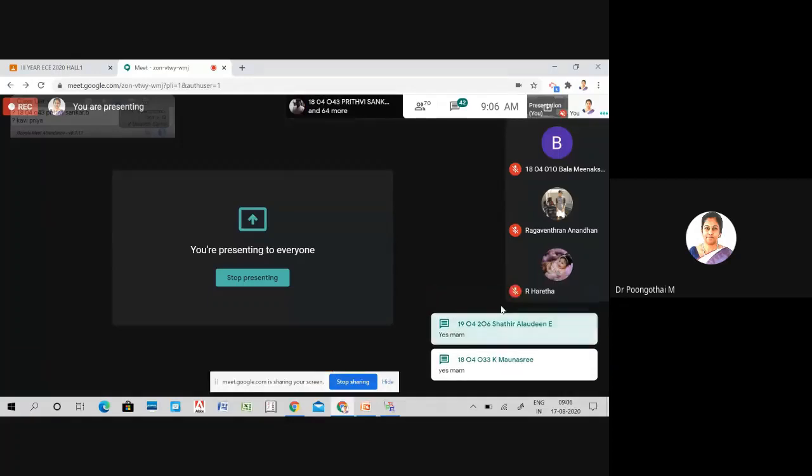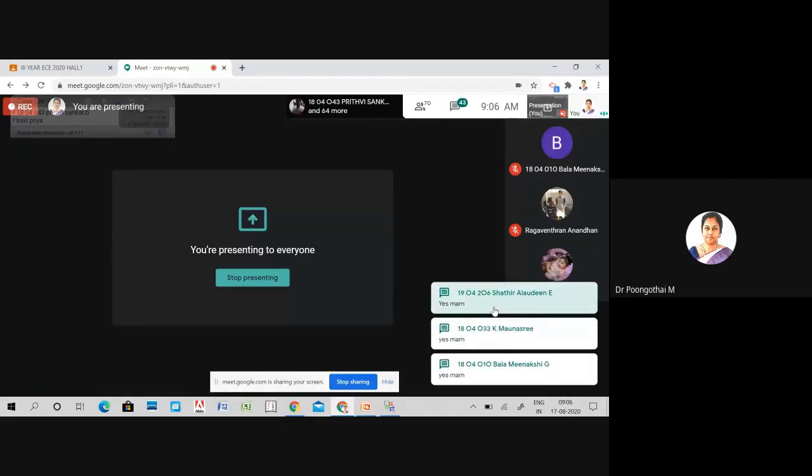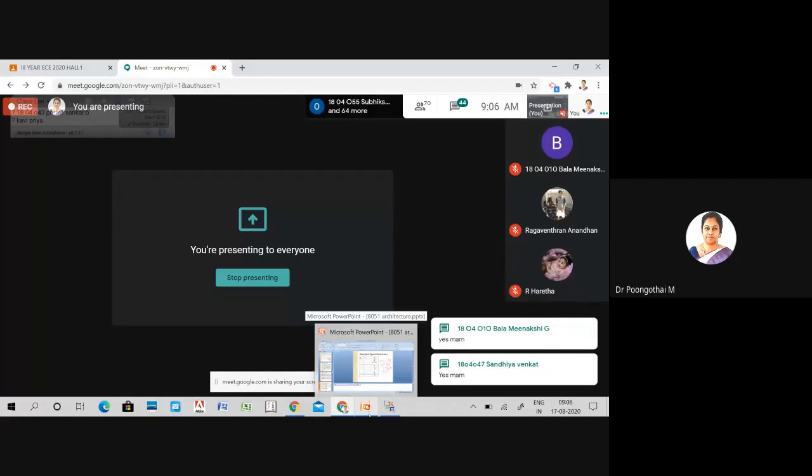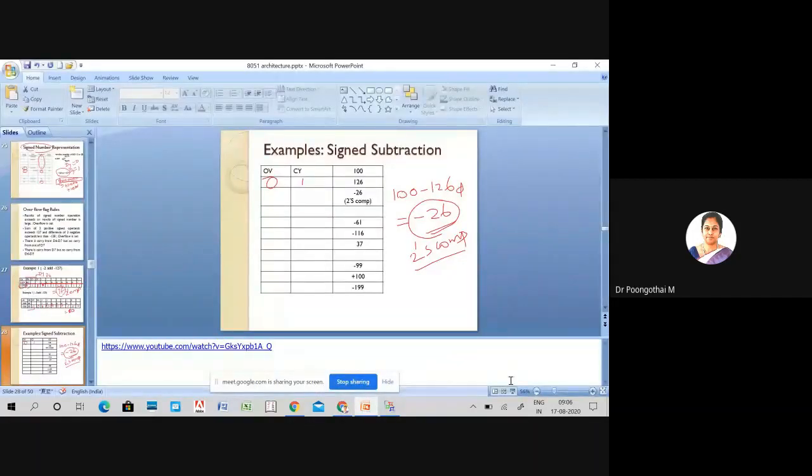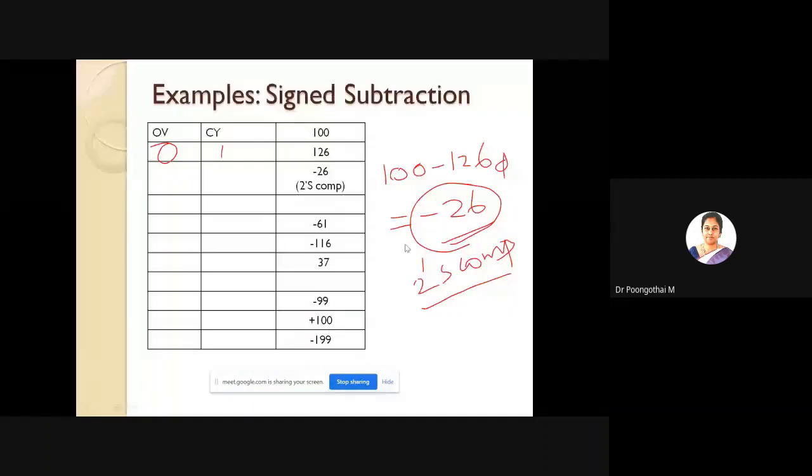Okay, any doubts? So next example, we have two negative numbers here, minus 61 and minus 116. So minus 61 minus 116... the result will be a positive number, that is 37.